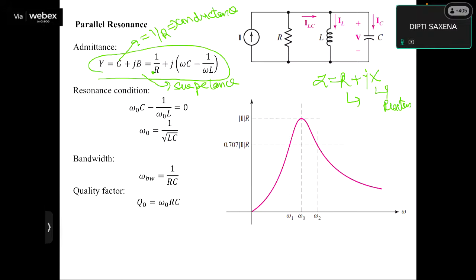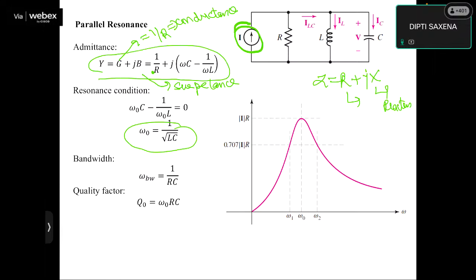Again, at the time of resonance, your source and the response should be in time phase, and we have studied that they should be in time phase only when the circuit behaves like a resistive circuit. That is, your admittance should only have a real part, there should be no imaginary part. That is, the imaginary part of the susceptance should be equal to 0. So we have set this susceptance equal to 0. So again, you will find whether it is a parallel circuit or a series circuit, the natural frequency of the circuit comes out to be omega 0 equals 1 upon the square root of LC.